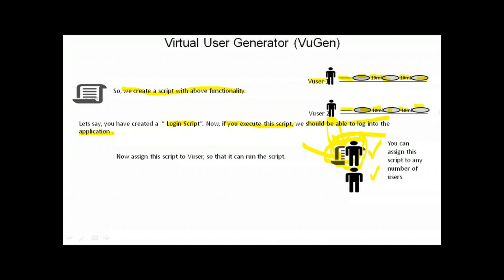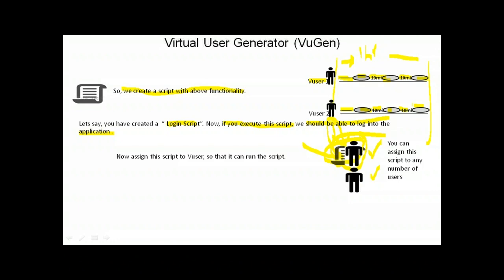Until 1 hour is done. Okay, if you're wondering whether the virtual user will run the script only once, no, he will run the script for multiple iterations. The second virtual user also will run the script for multiple iterations. Like this, the virtual users will run for multiple iterations until that 1 hour is done.